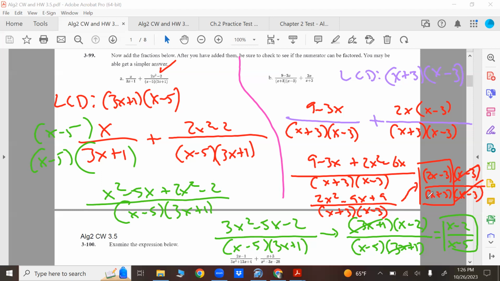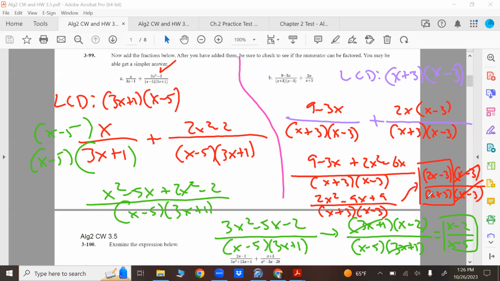Okay. Here are my answers. Ask questions. So part A, I got x minus 2 over x minus 5, even after I combine the two fractions, because I have to do x minus 5 to both top and bottom of the first fraction for part A.